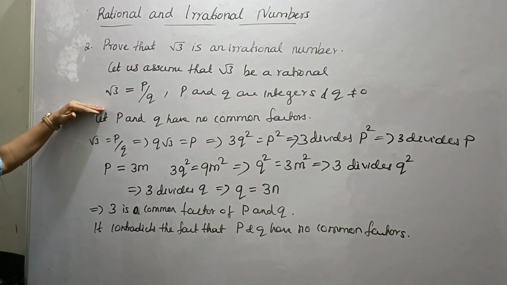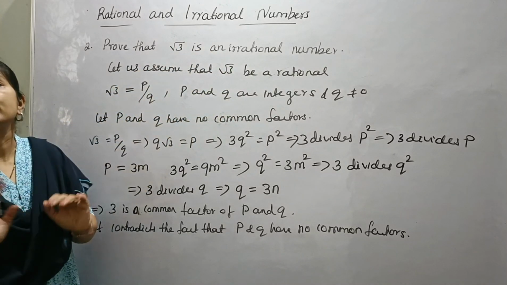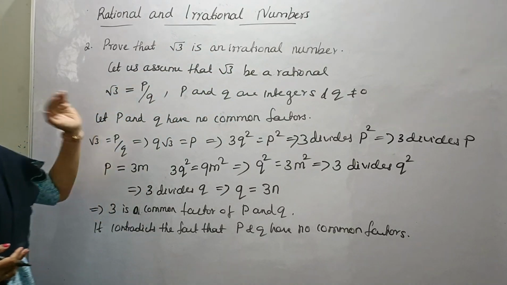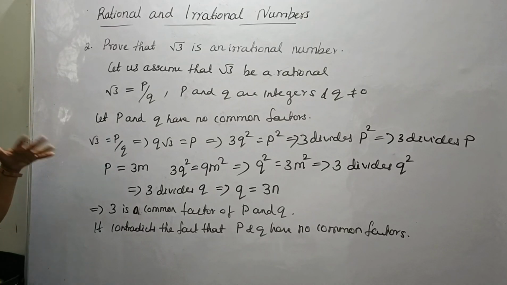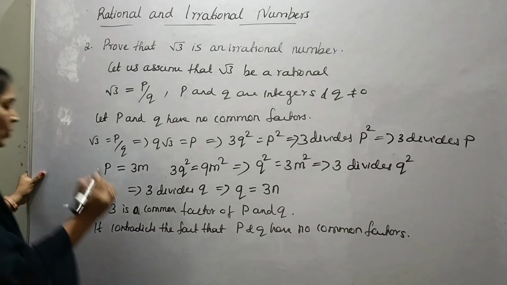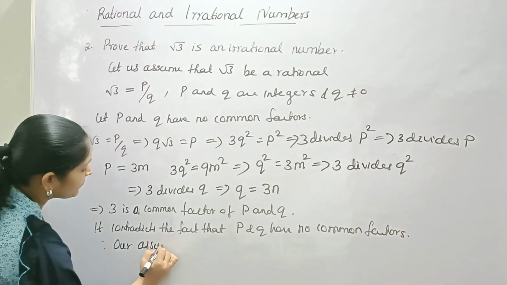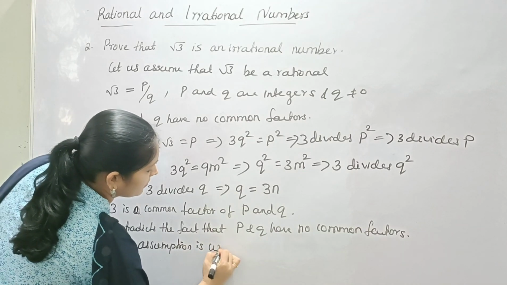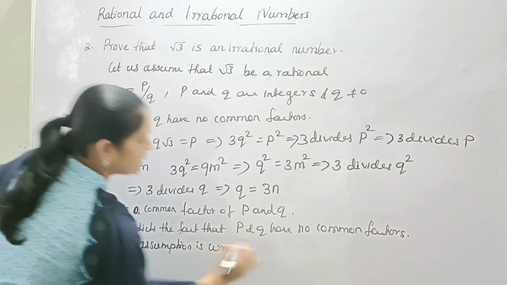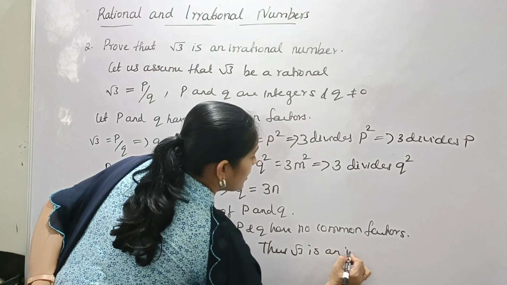So our assumption that root 3 is a rational number is wrong. Therefore, root 3 is an irrational number.